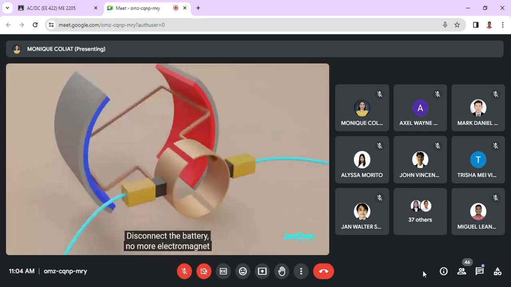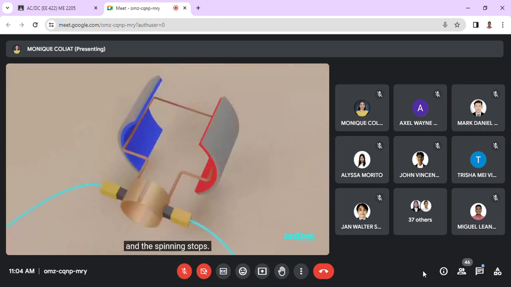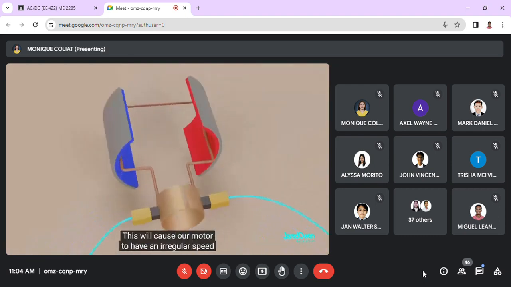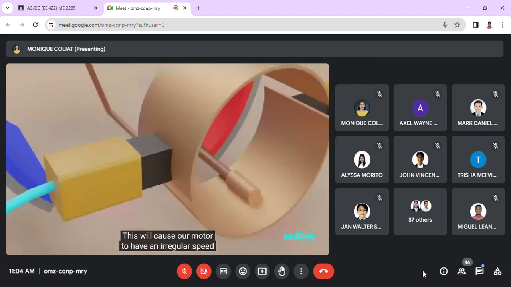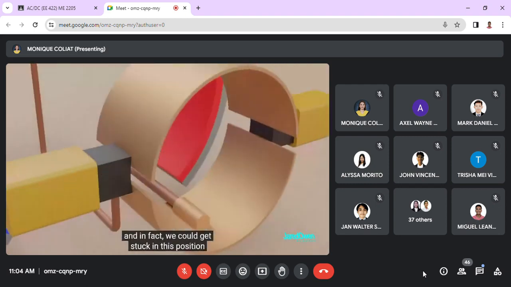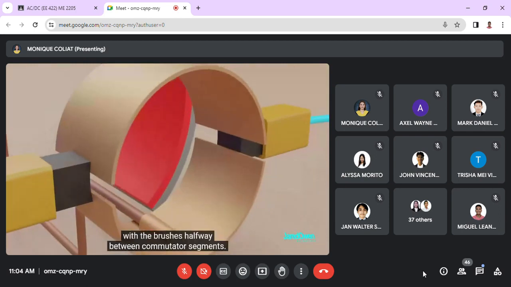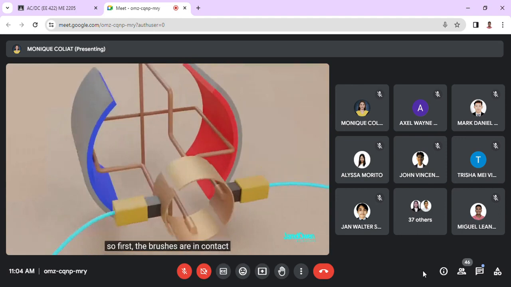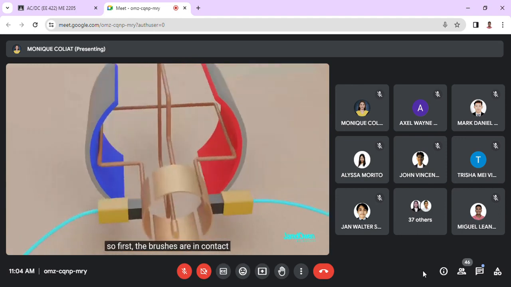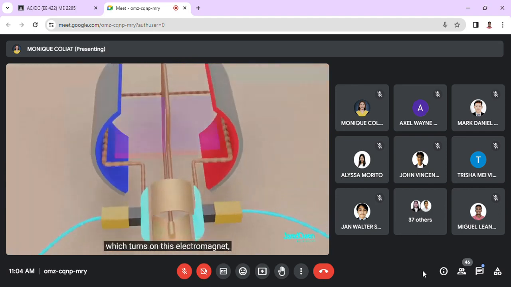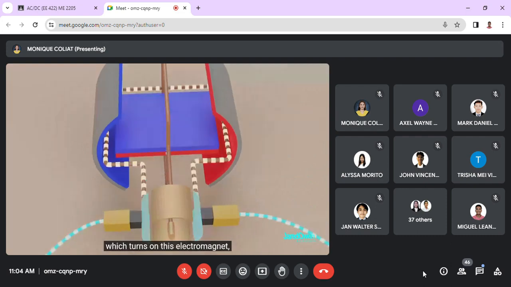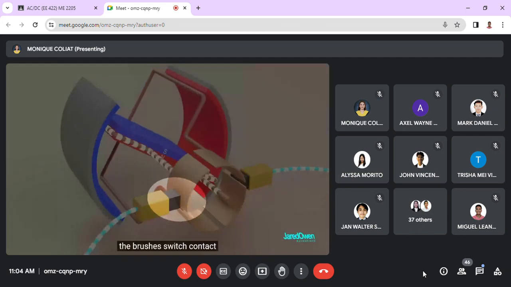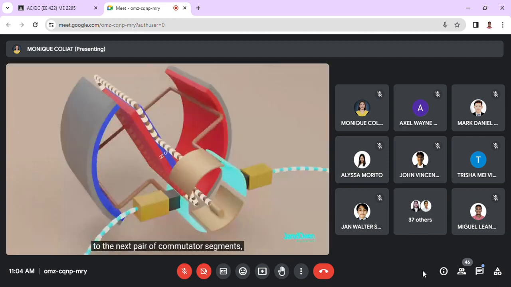Now so far we've only used one loop on the armature. This will cause our motor to have an irregular speed, and in fact, we could get stuck in this position, with the brushes halfway between commutator segments. What we can do is split the commutator ring and then add another loop. So first, the brushes are in contact with these two commutator segments, which turns on this electromagnet, which causes it to start spinning. Once we get to here, the brushes switch contact to the next pair of commutator segments, which means this loop turns off and the next loop turns on.